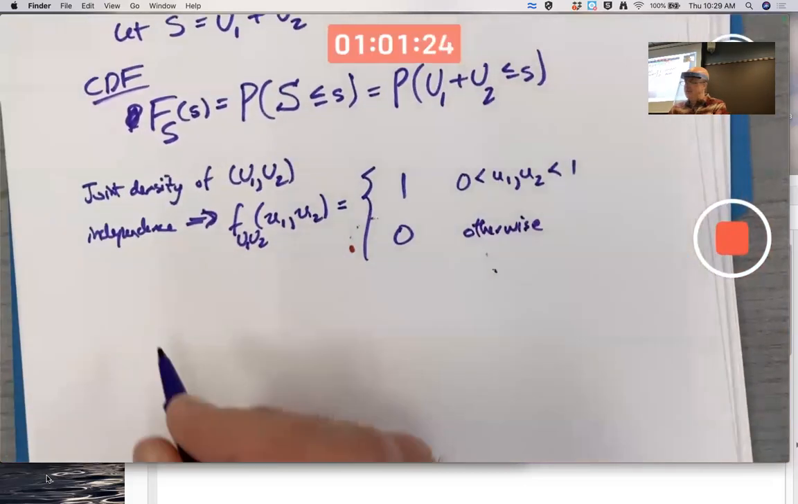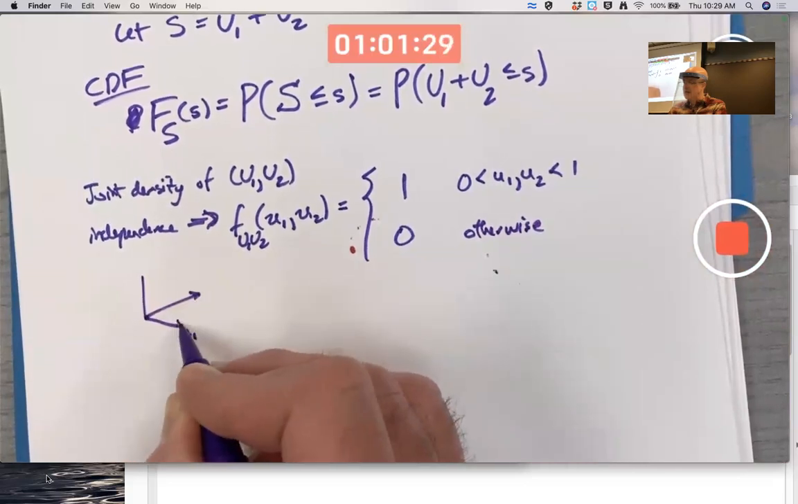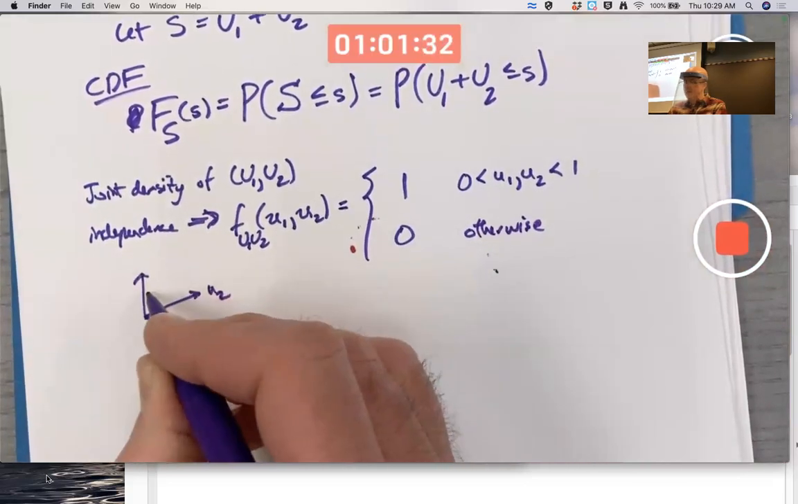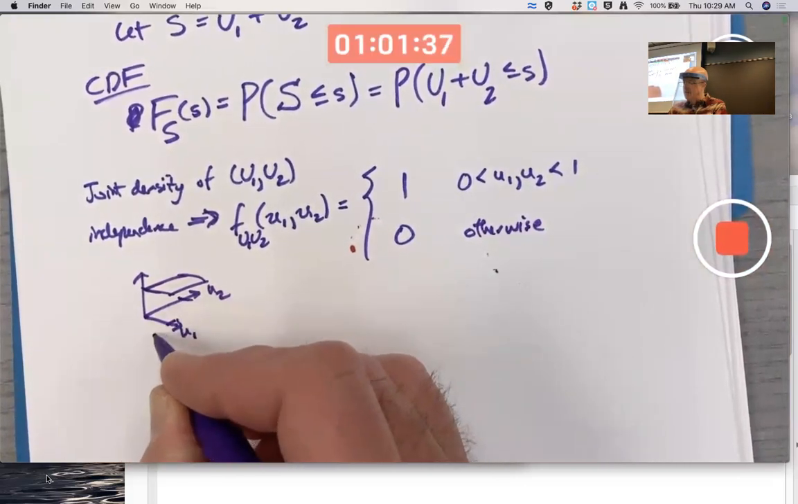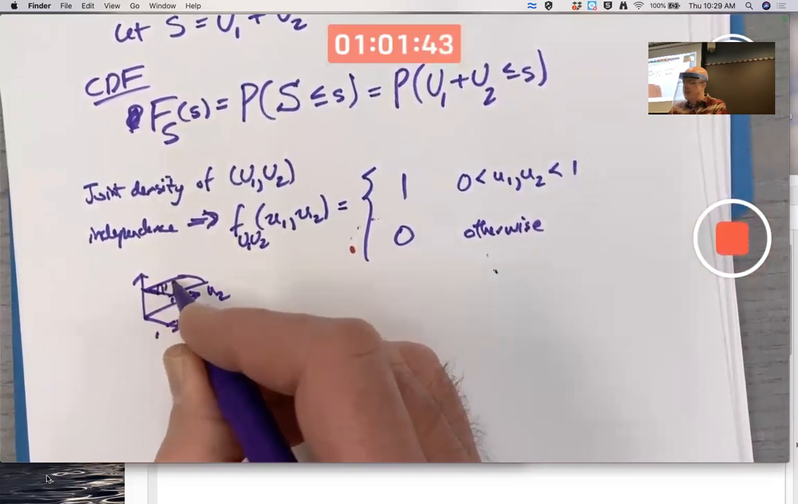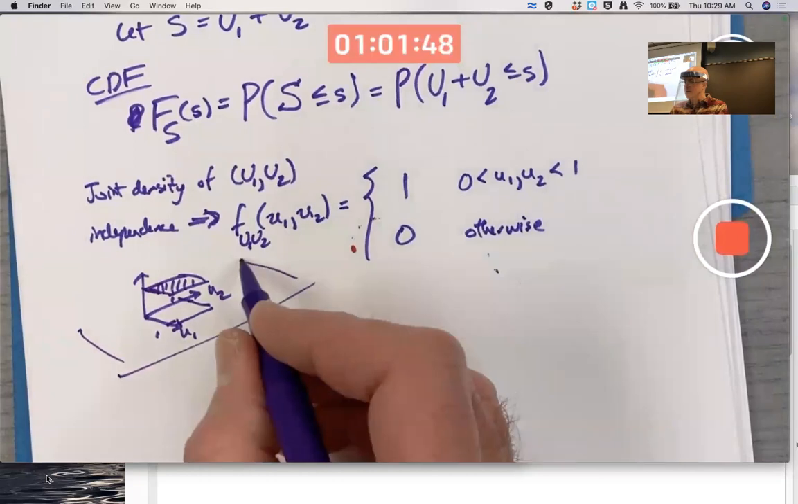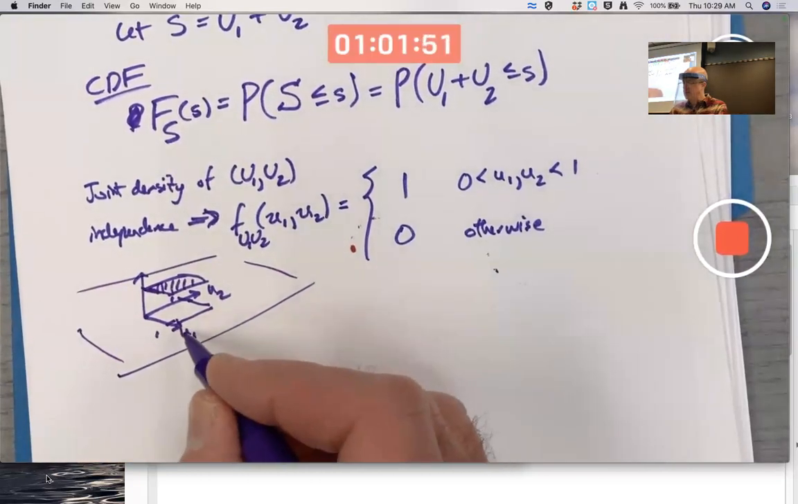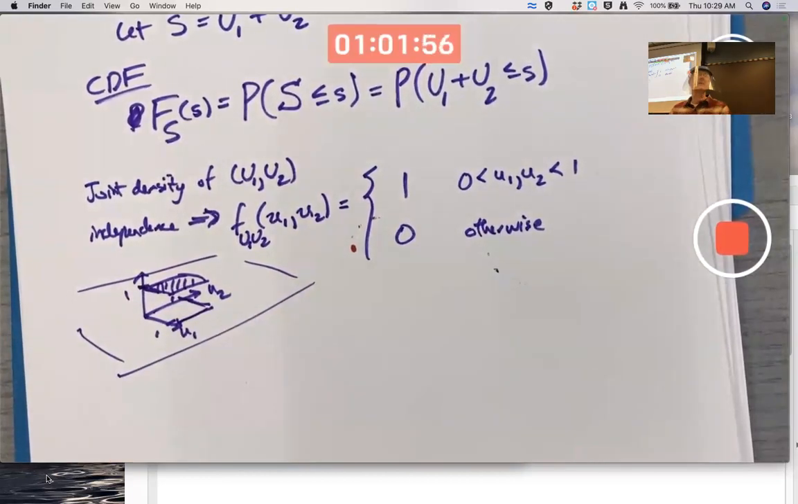Its graph in three-dimensional space is going to be a horizontal plane above the square where U1 and U2 are both between 0 and 1. There's the graph right there above the U1 U2 plane. The bigger plane is like that, and the square where U1 and U2 are both between 0 and 1 is like this, and the graph has a value of 1 up there. The volume underneath that graph is 1. It's a cube. It is a PDF. That's what I'm trying to say.